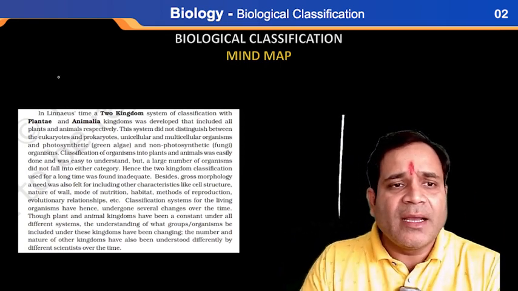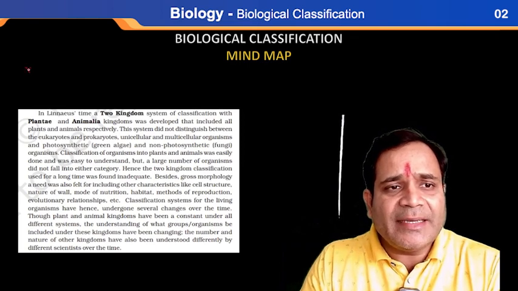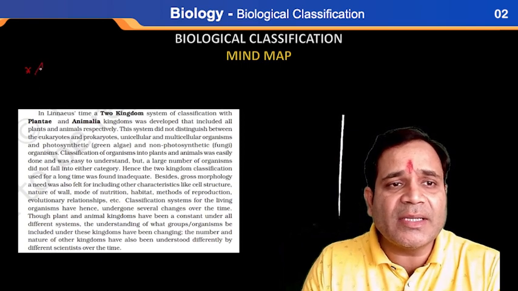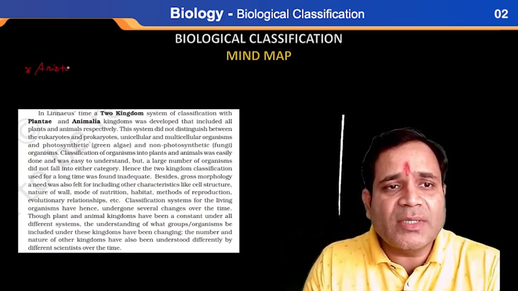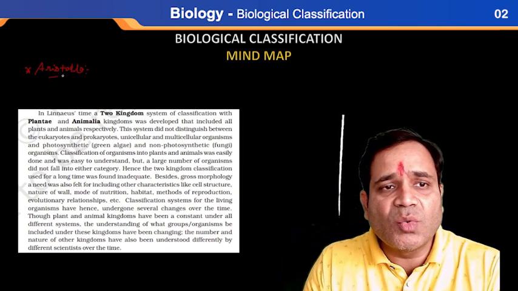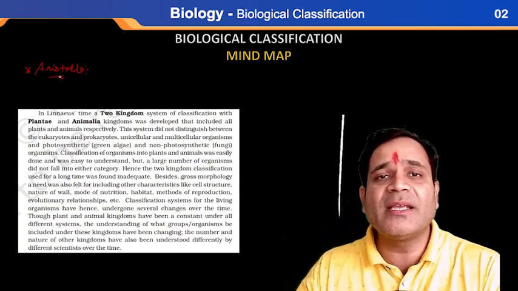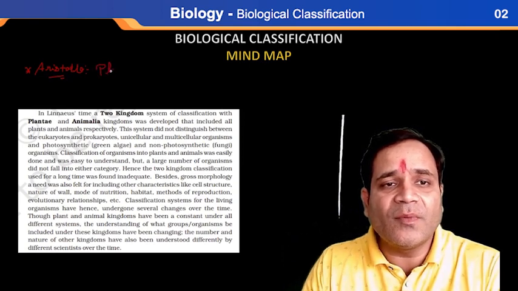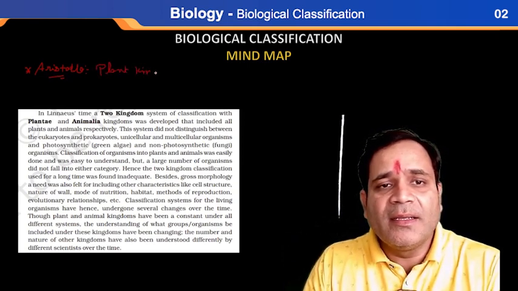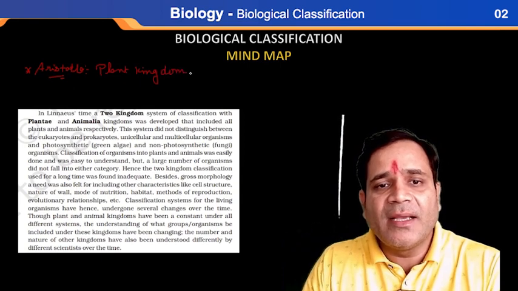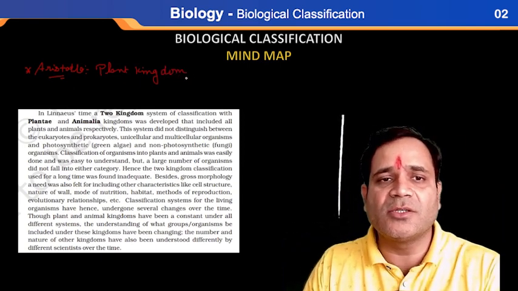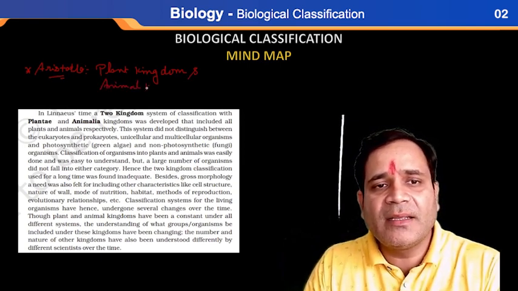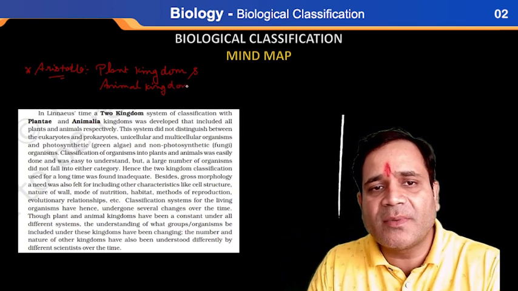See here, I'm going to tell you about the scientist. You might have heard the name: Aristotle. Aristotle gave the two kingdom classification, my dear. That is the plant kingdom and the animal kingdom. See what I'm writing here, and this is also given in your NCERT: plant kingdom, and the second one is animal kingdom. Am I right? Yes, my dear.